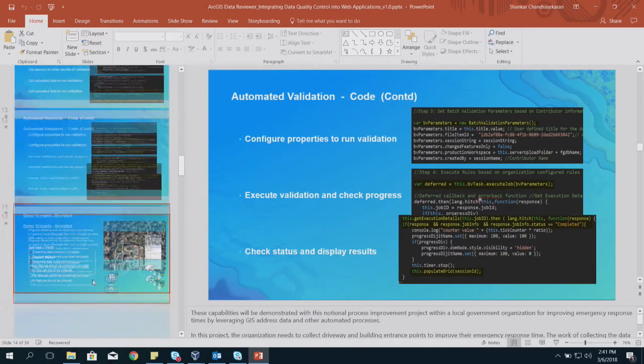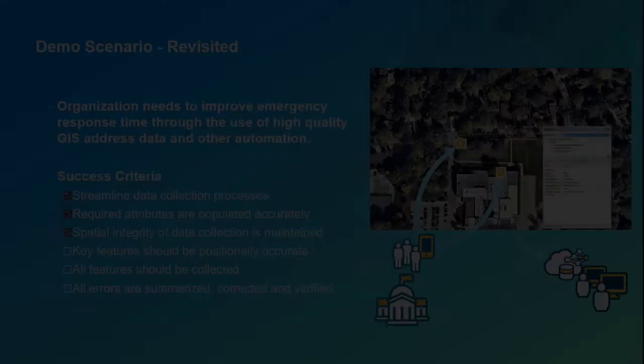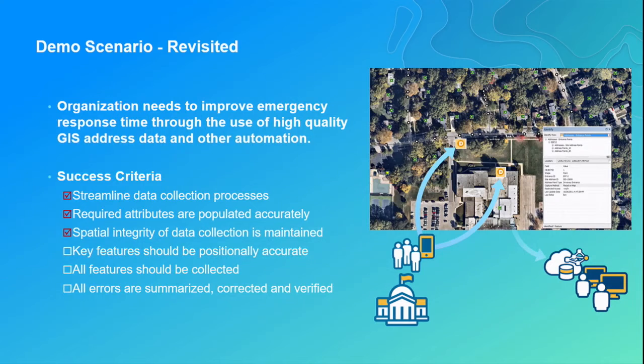So the next part, I just wanted to go back to the demo scenario we started talking about. The first part of the demo, the three things that we outlined here, were streamlining the data flow process by building an application so that users can provide data in a structured manner. I also had validation rules established to ensure attributes are correct and the spatial integrity of the data is accurate.